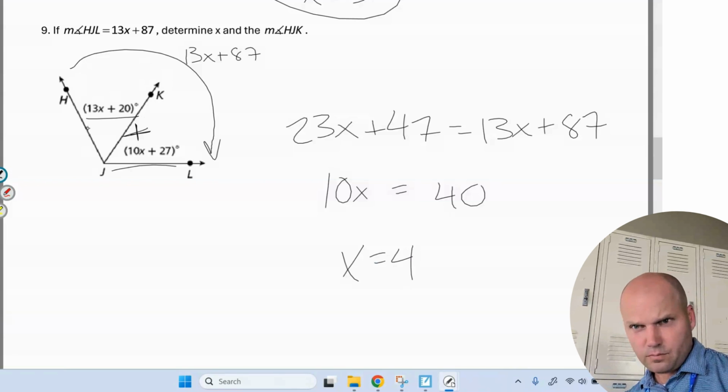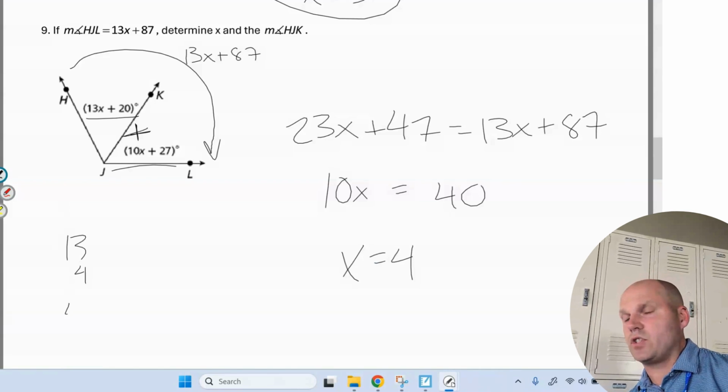HJK is 13 times 4 plus 20. So I got 40 plus 12, which is 52, plus 20 is 72.